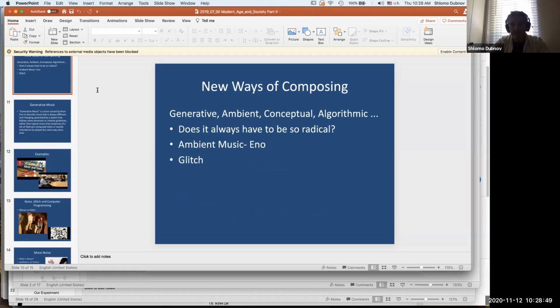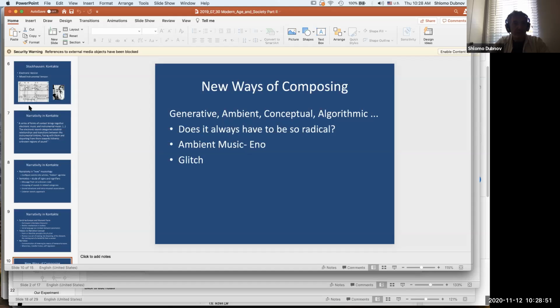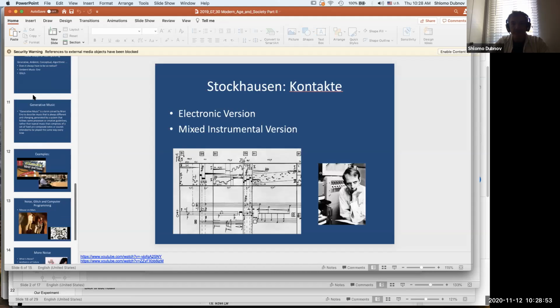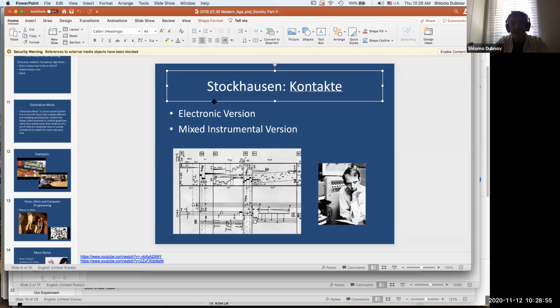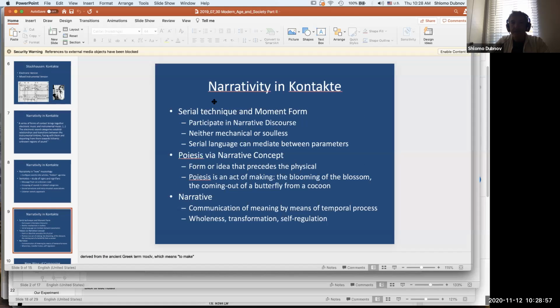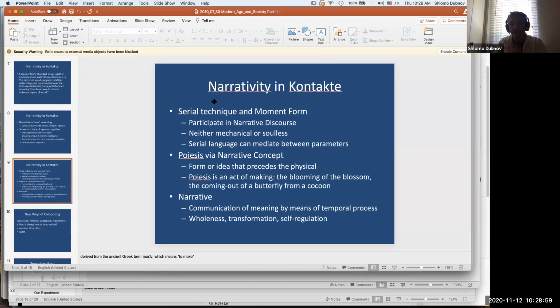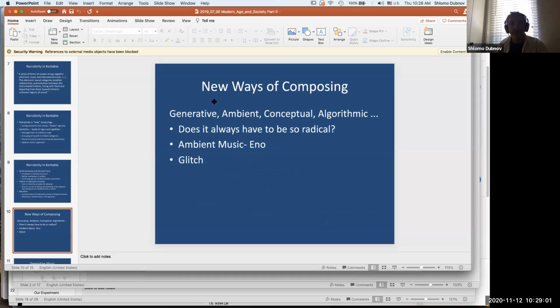Just a second, I think I skipped too much. But it helps us to think about the whole idea of composing, right?